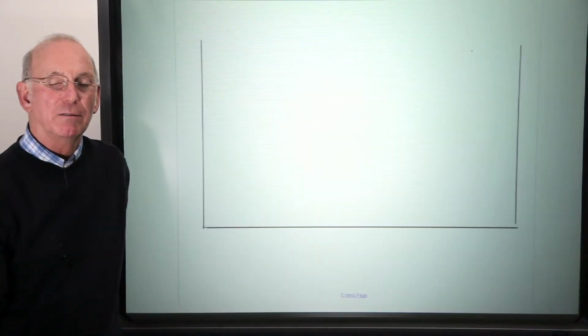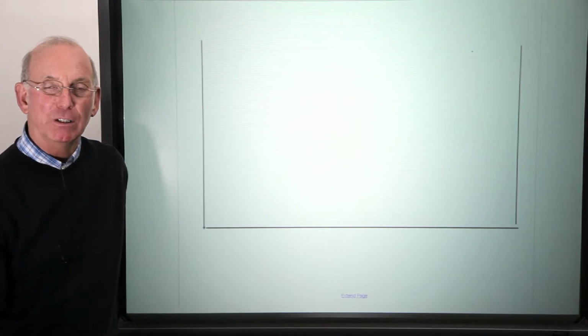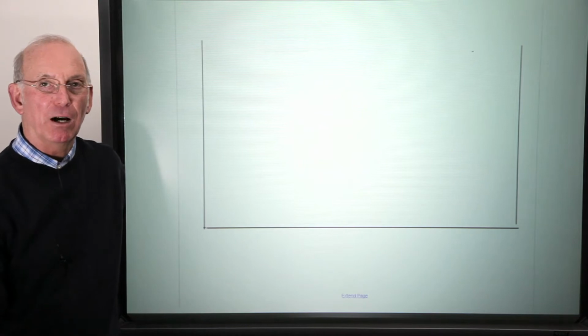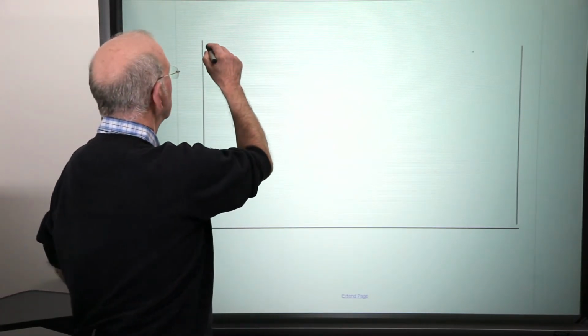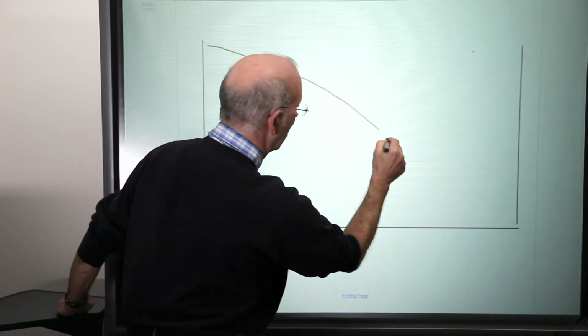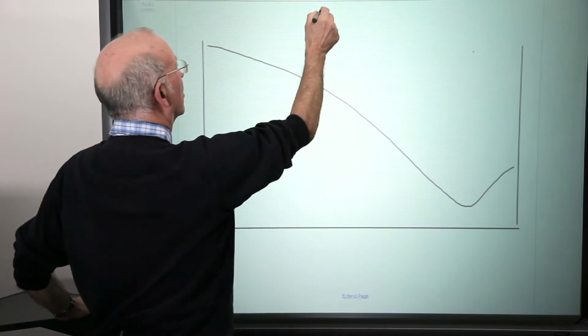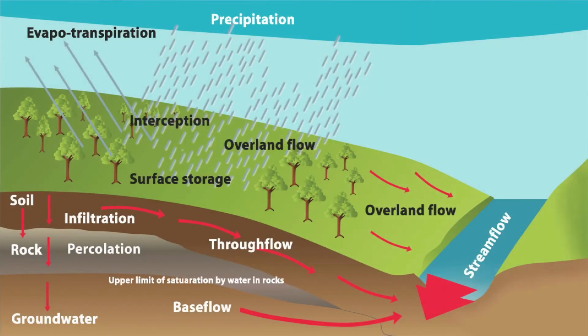When it rains, not all the water ends up going back into the rivers. Some of it gets back into the air. I'm going to draw a diagram now to illustrate this. So we've got a nice slope onto a valley, some lovely clouds, precipitation.